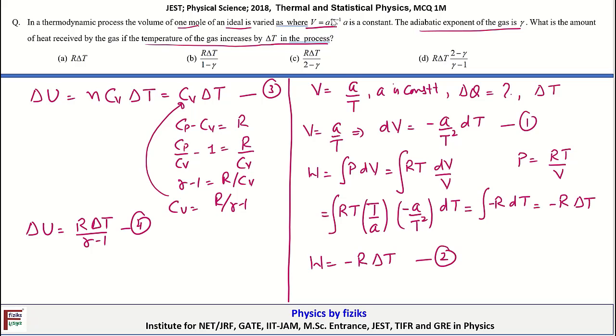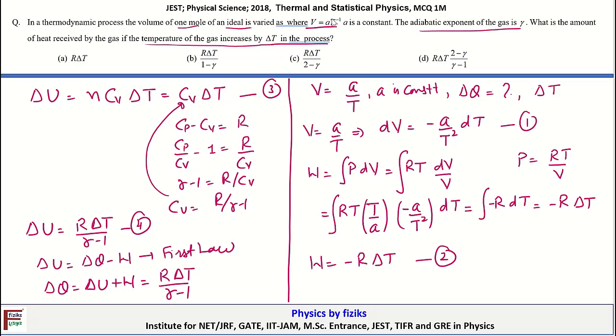Okay, so now from the first law of thermodynamics, we have delta U is equal to delta Q minus W. That's the first law, and from here delta Q is equal to delta U plus W. So delta U is how much? That is R delta T upon gamma minus 1, and W is minus R delta T.